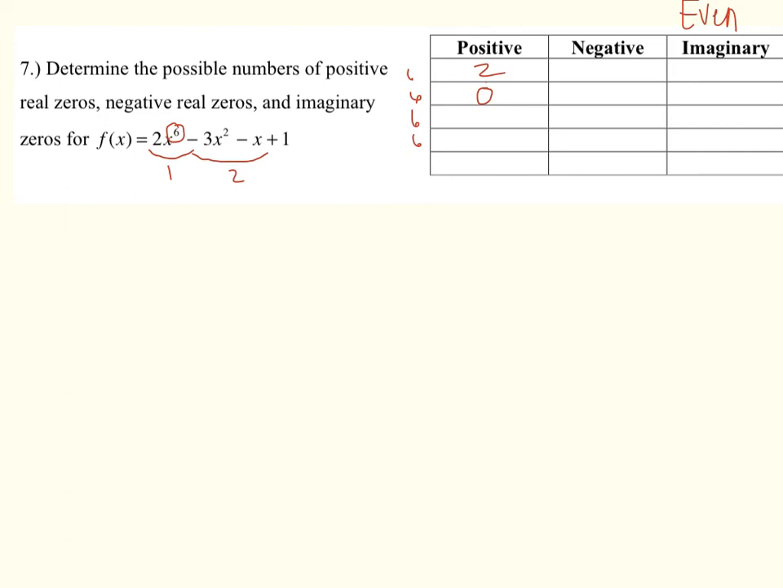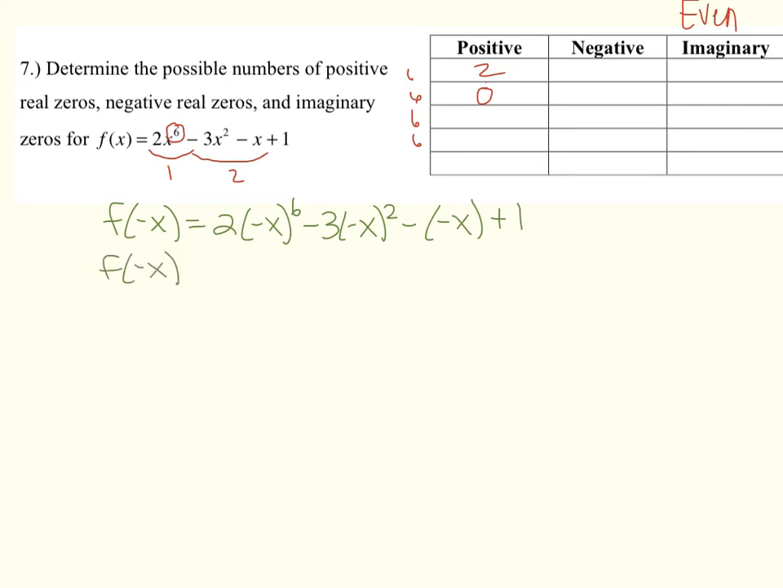So I either have 2 positive real x-intercepts or none at all. Now I've got to find f of negative x. Okay, so f of negative x. I replace x with negative x and I see what happens. Remember, anytime you substitute, always put it inside of parentheses.